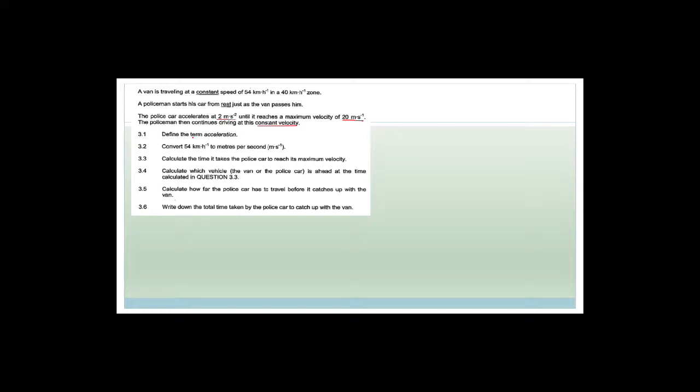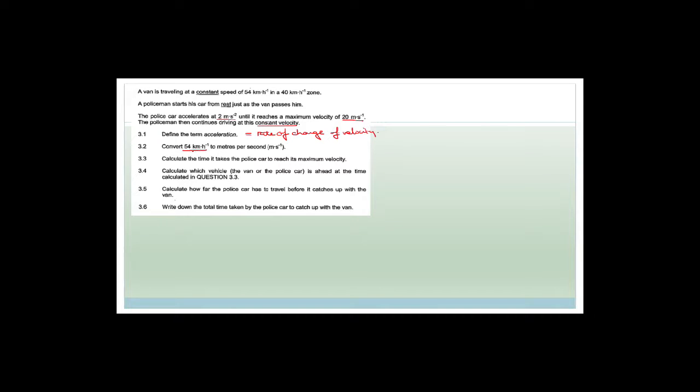First it says define the term acceleration. Okay, so obviously acceleration is the rate of change of velocity. The rate of change of velocity. Okay, that's the one thing.